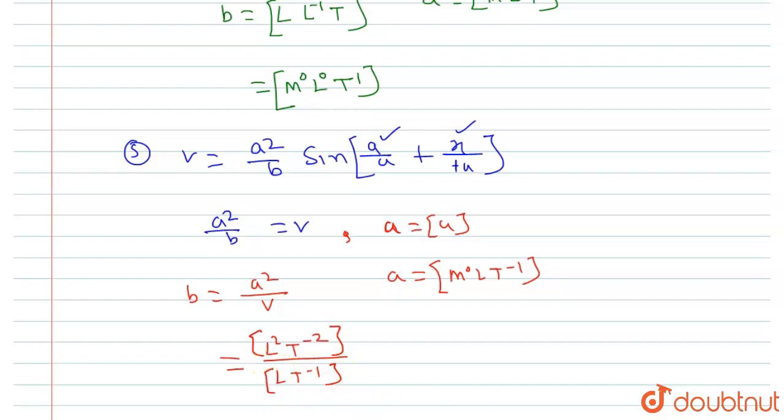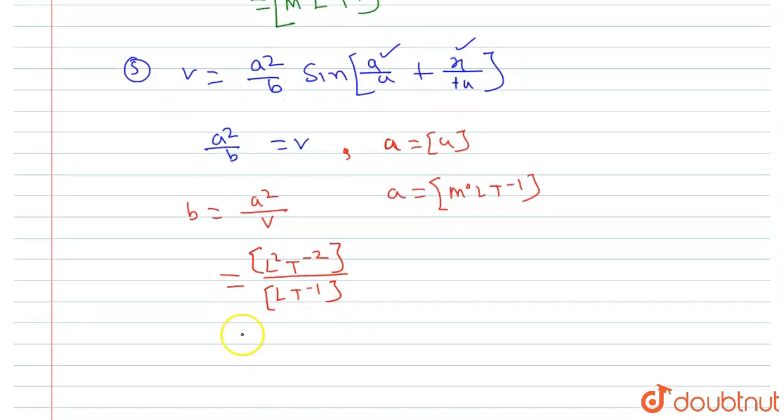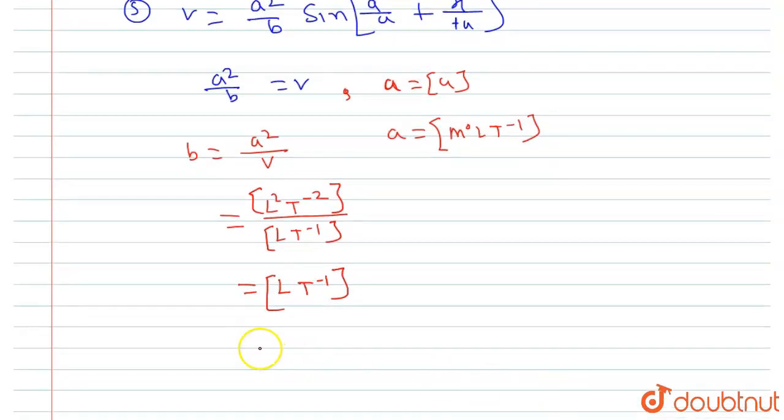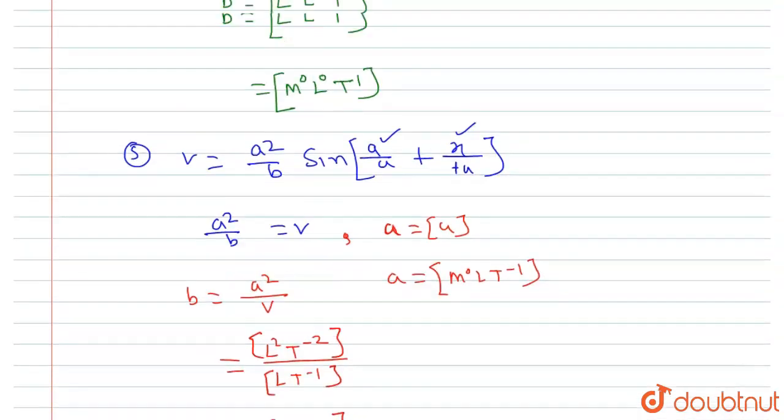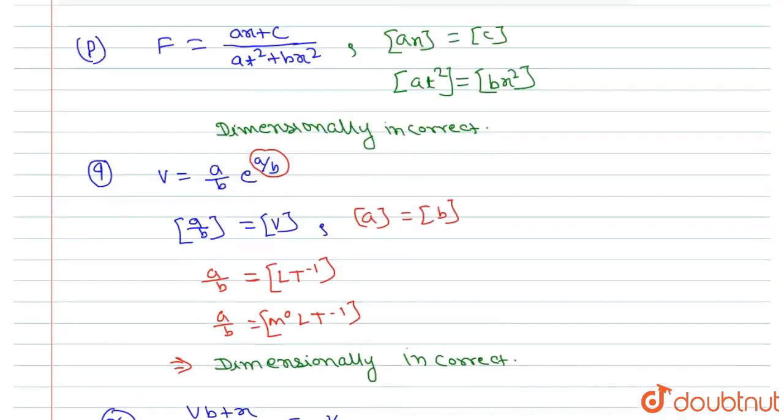So the dimension of B, from here we can see, is L and T minus 1. This can also be written as M0 L T minus 1. Clear? So this is the dimension of B. From here we can also see the dimension of A and B is equal, and this is equal to M0 L T minus 1.